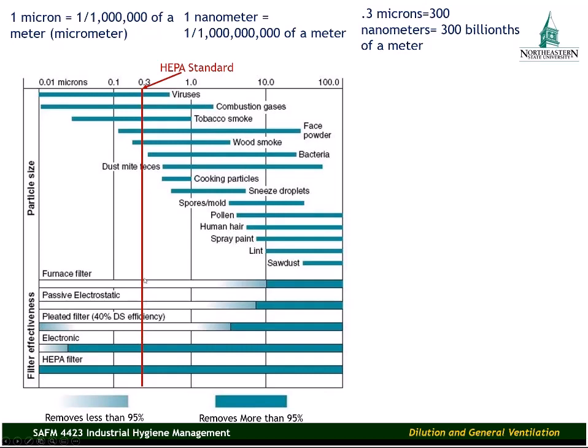Now, if we look down here lower in this chart, it has different filtration devices. Common furnace filter, passive electrostatic, a pleated filter, electronic filter, and a HEPA filter. Again, your HEPA filter is most effective, followed by your electronic filtration systems. But even then, they're not capturing everything. Again, the HEPA standard is not going to capture a lot of the smaller viruses.